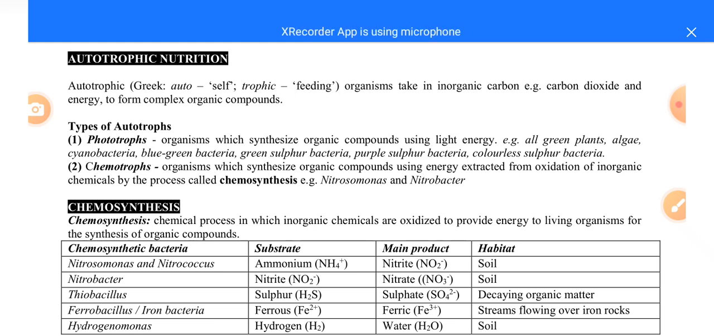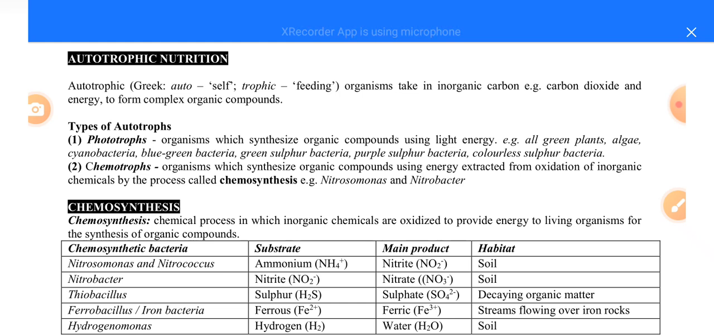Examples of phototrophs are all green plants, the algae, the cyanobacteria or blue-green bacteria, the green sulfur bacteria, the purple sulfur bacteria, and the colorless sulfur bacteria. All of those organisms trap sunlight energy and use it to synthesize their organic compounds.